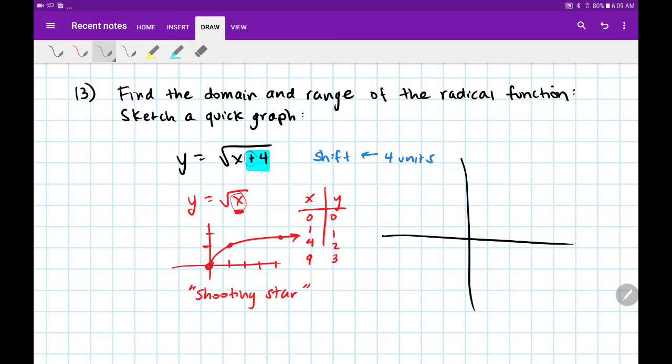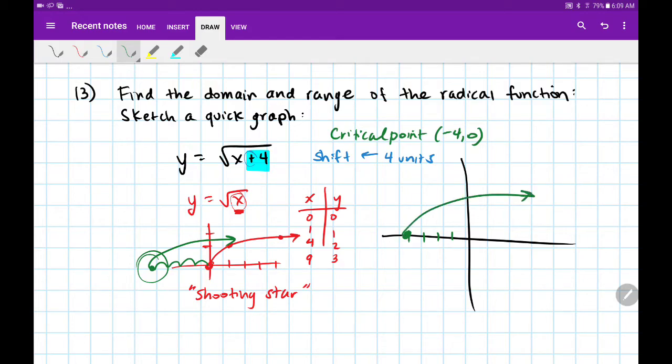Or you could think about the critical point here. Flip the inside, keep the outside. The critical point is going to be negative 4, 0, which makes sense because if I'm moving this back 4 units, then my new critical point is at negative 4, 0. So let's graph that. And it's facing up. All right.